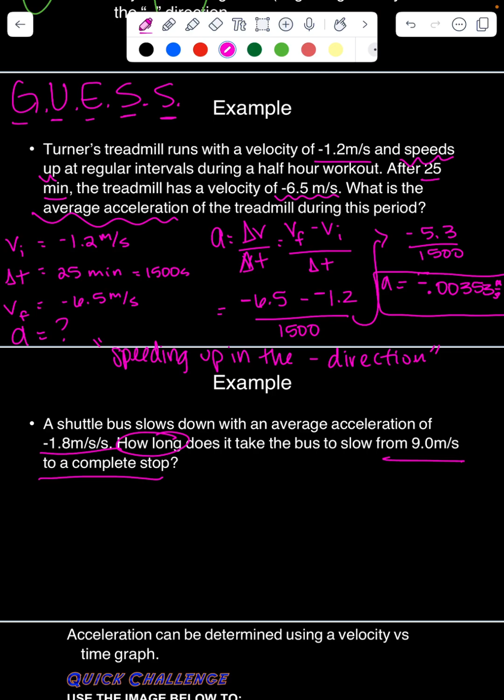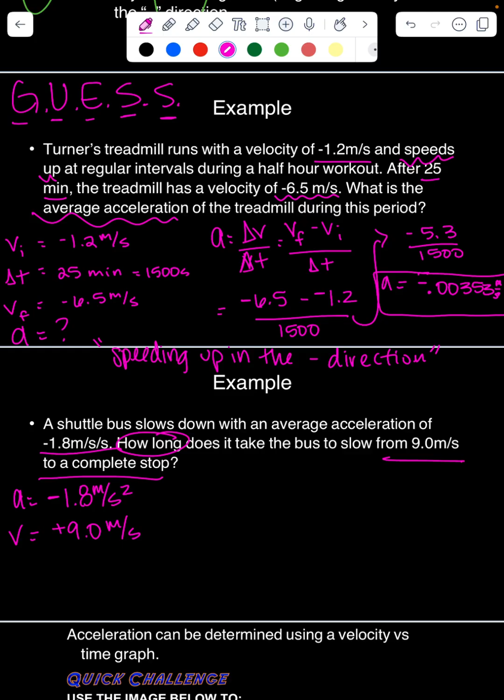Our first given I told you was an average acceleration. So acceleration is going to be negative 1.8 meters per second squared. Then our next one is 9.0 meters per second. We know that meters per second is a form of velocity. Now, remember, velocity is a vector quantity, so we have to get a direction. I did not give you a direction here, so we assume that it's going in the positive direction.